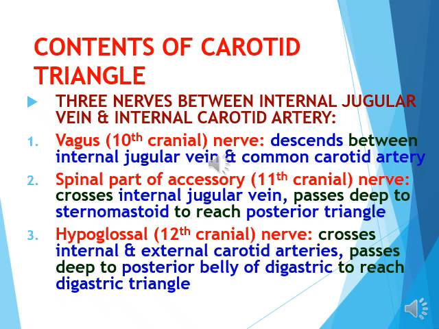Let's now explore the three cranial nerves that traverse the space between the internal jugular vein and the internal carotid artery. These nerves are critical for motor, sensory, and autonomic functions in the head and neck. What are the three nerves between IJV and ICA? The vagus nerve descends vertically within the carotid sheath, positioned between the IJV and the common carotid artery. It provides parasympathetic innervation to thoracic and abdominal organs and motor supply to the pharynx and larynx.